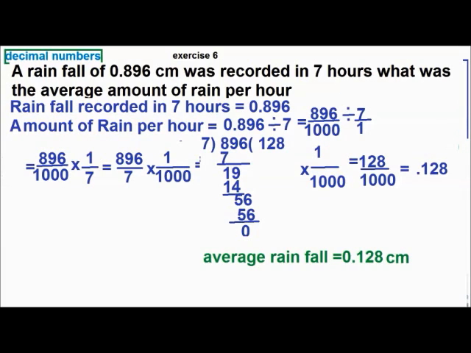Rainfall recorded in 7 hours is equal to 0.896. Now amount of rain per hour is equal to 0.896 divided by 7. That is 896 by 1000 divided by 7 by 1. That becomes 896 by 1000 into reciprocal of 7 by 1, that is 1 by 7. So 896 by 7 into 1 by 1000, after division we will get 128 by 1000, that becomes 0.128. Average rainfall is equal to 0.128 centimeters.